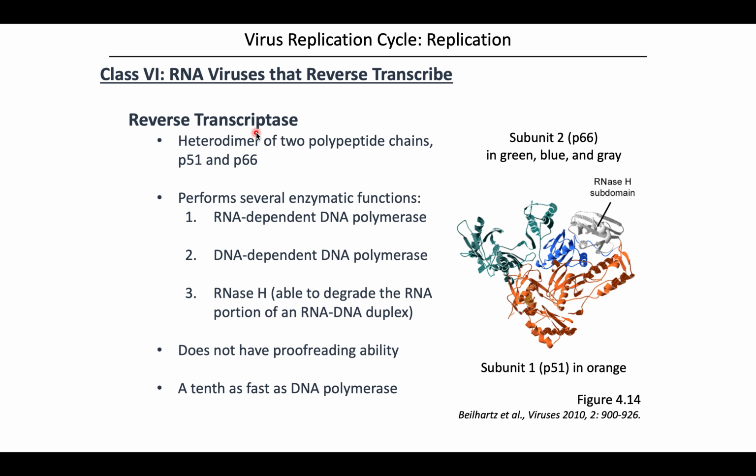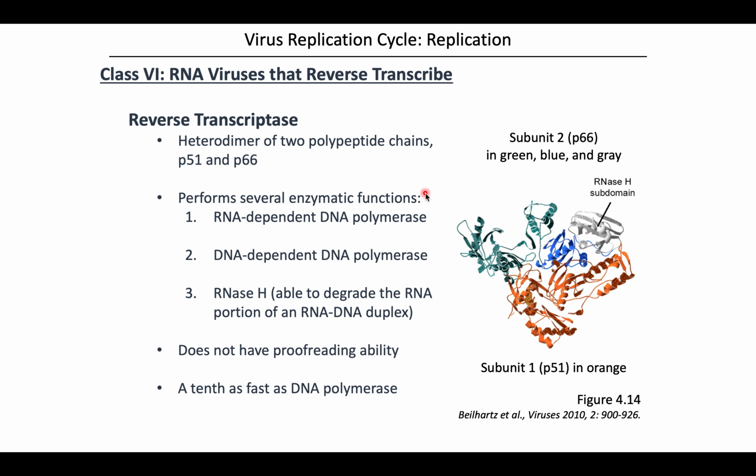And that reverse transcriptase is a heterodimer. It's made out of two different separate polypeptide chains called P51 and P66. You can see those illustrated here, where P66 is the green, blue, gray, basically the top half, and P51 is in orange on the bottom.